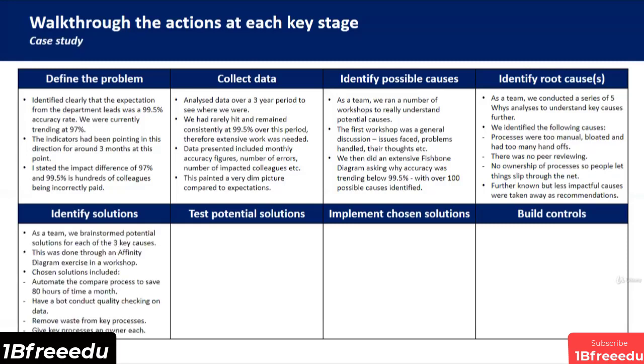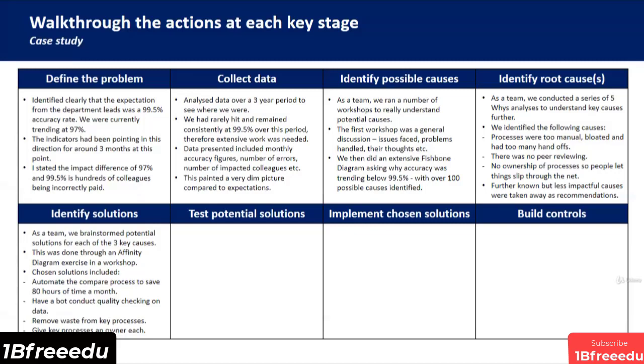So then we moved on to identify solutions. And as a team, we brainstormed potential solutions for each of the 3 causes. And this was done through an affinity diagram exercise within the workshop. So the chosen solutions included the following.